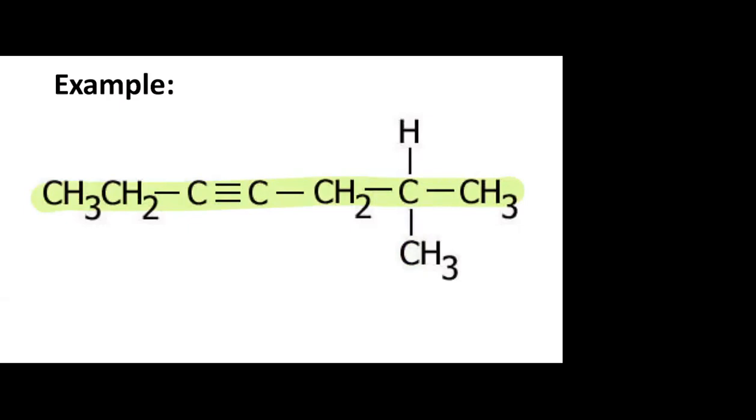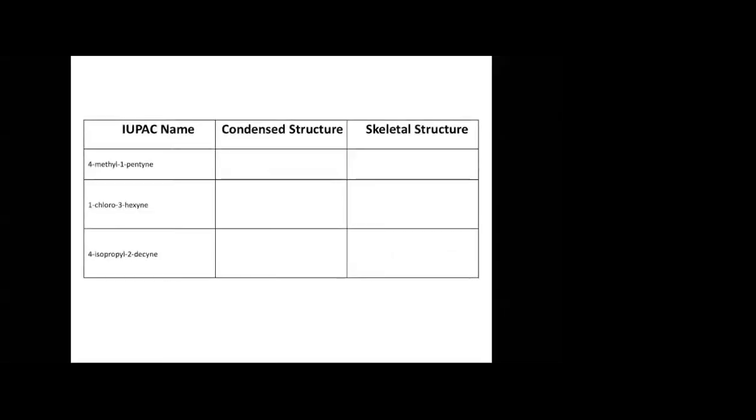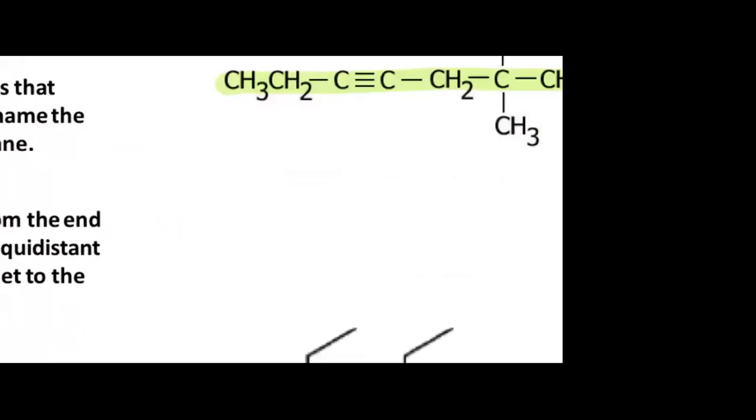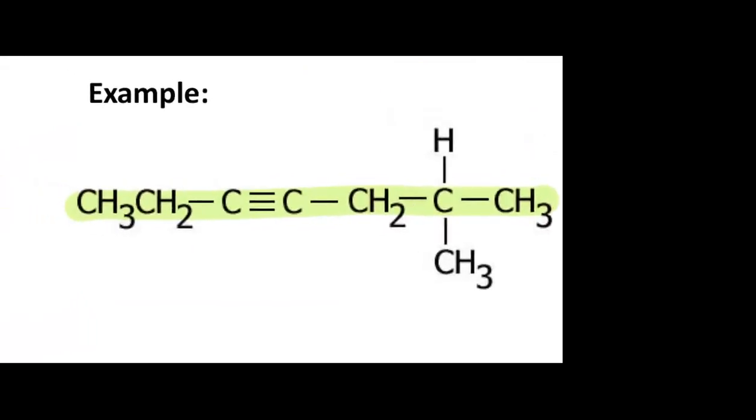And as you guys said, since we have 7 carbons, on which end are we going to start? On the left or the right? Remember that we have to number from the end that is nearest the carbon-carbon triple bond. I agree with you guys. We're going to start from the left. So this is carbon 1, this is 2, 3, 4, 5, 6, 7.